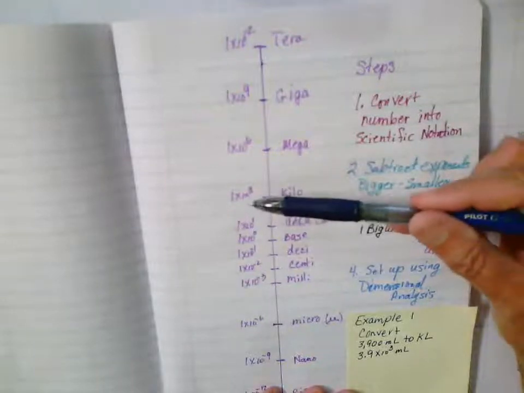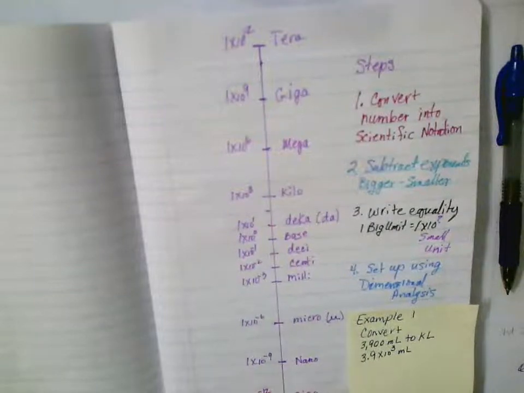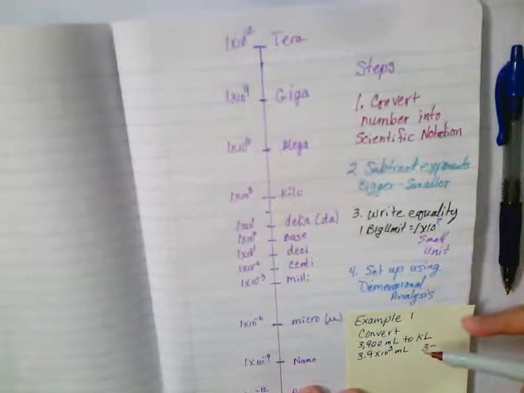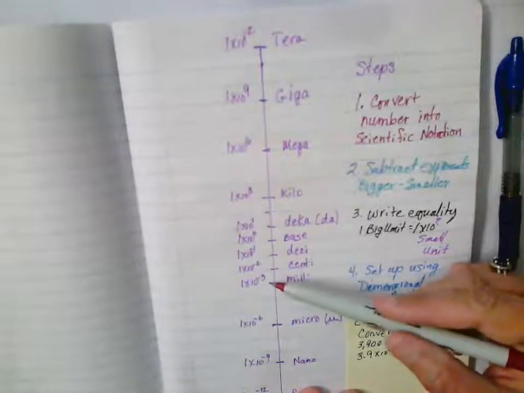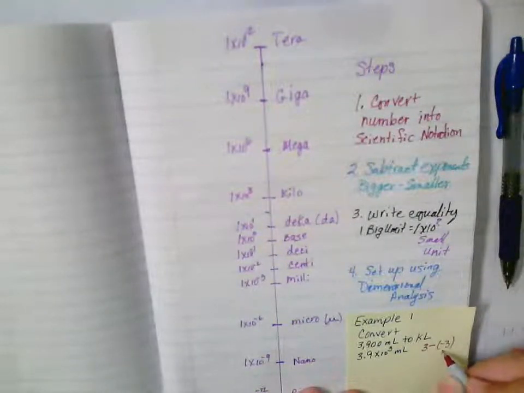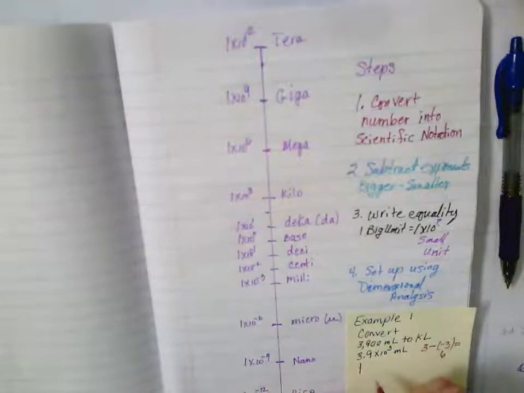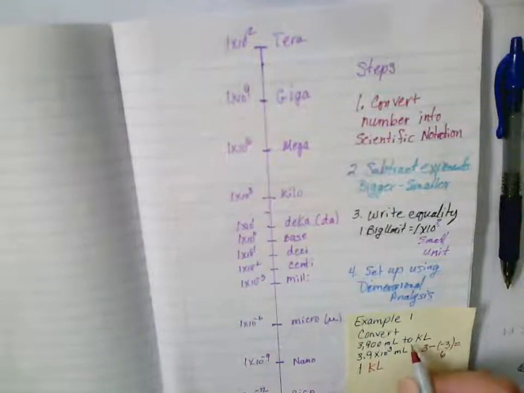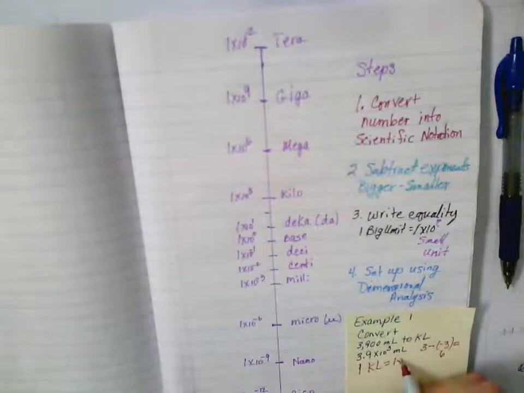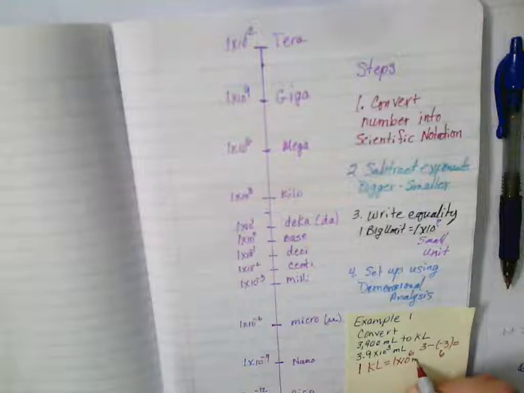So here's kilo, which is 3. I'm going to use a different color of ink so you can see what I'm doing. And so it's going to be 3 minus, and our smaller unit is milliliters, and it's down here, so that's minus a negative 3. And so that comes out to 6. So our equality that we're going to write is that 1 kiloliter, I got that from right here, that's my big unit, equals 1 times 10 to the 6th of my smaller unit, which is milliliters.